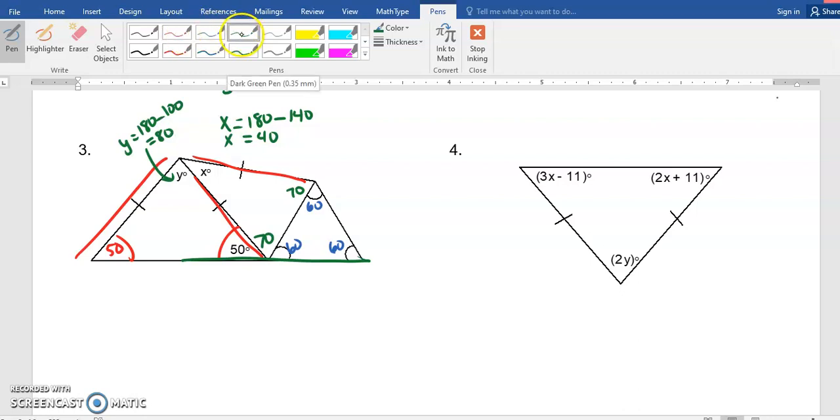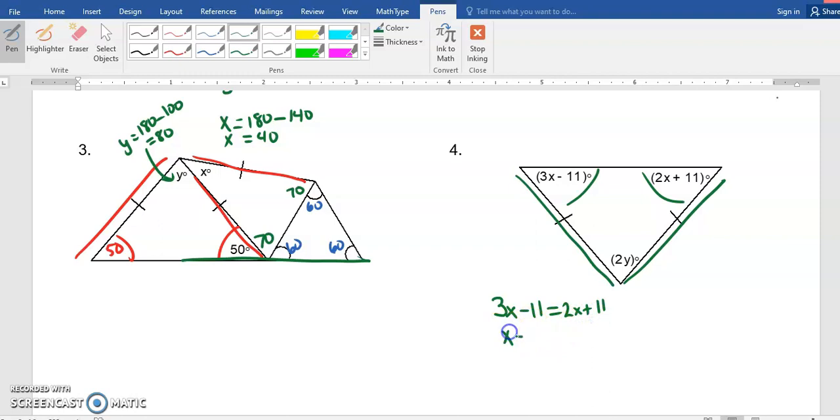This one, next, example 4 over here, because these two sides are the same, then these two angles are the same. So we can write the equation 3x minus 11 equals 2x plus 11. I subtract 2x from both sides and add 11, I get 22 for x. Now, as far as finding y, we're really going to have to plug it back in. If I go 2 times 22 plus 11, that means this angle and this angle are 55-degree angles.